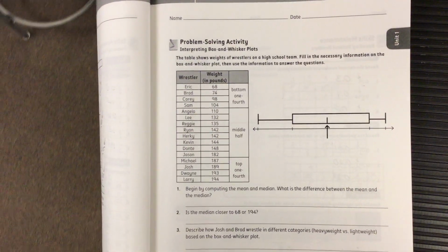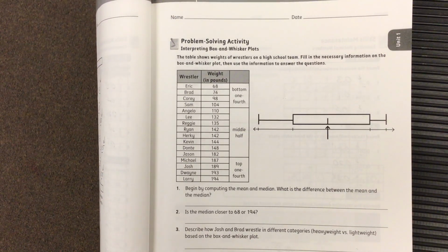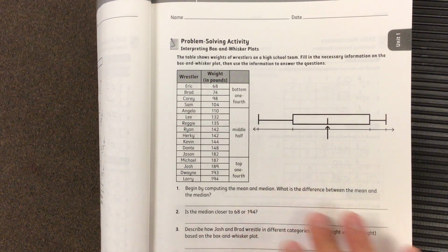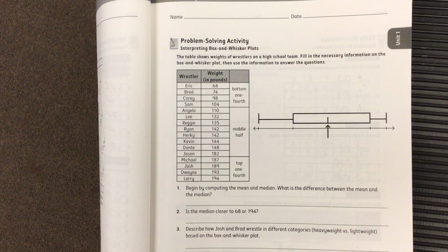So today we're just going to do workbook 23, talk a little bit about box and whisker plot again, as we have here, and then you're going to have one box and whisker plot to make. So if you look here, it says begin by computing the mean and the median.